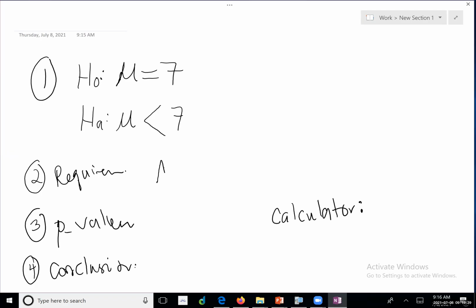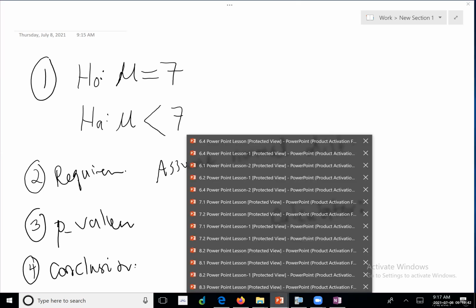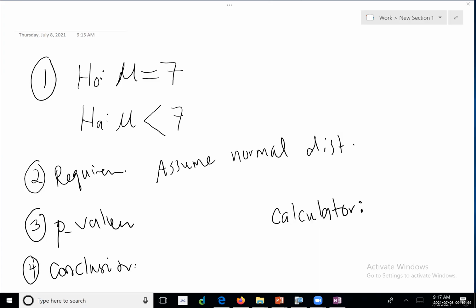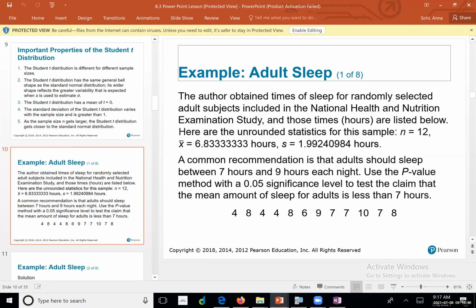We assume this is a normal distribution because n is not more than 30. How many numbers are there? 1, 2, 3, 4, 5, 6, 7, 8, 9, 10, 11, 12. So there are 12 numbers. It's not greater than 30, so we assume that it's normally distributed.